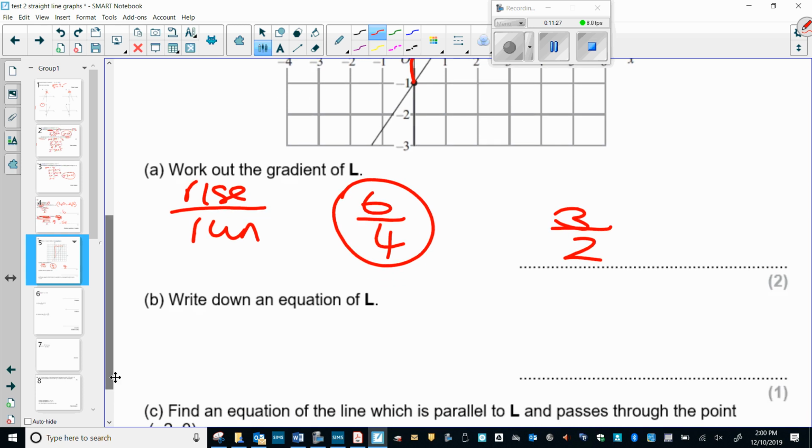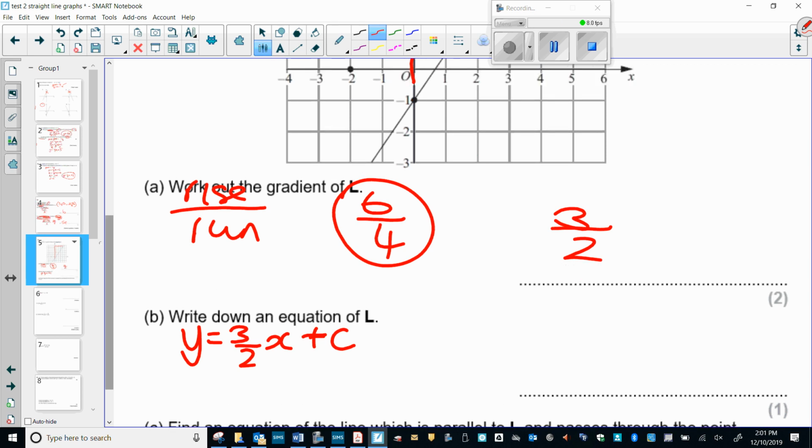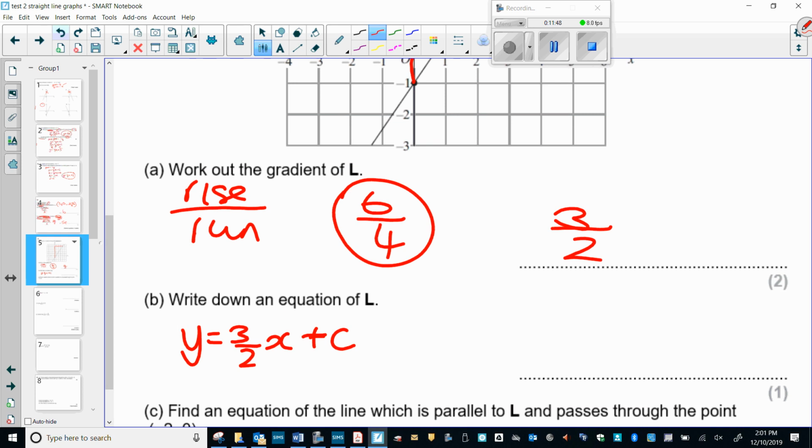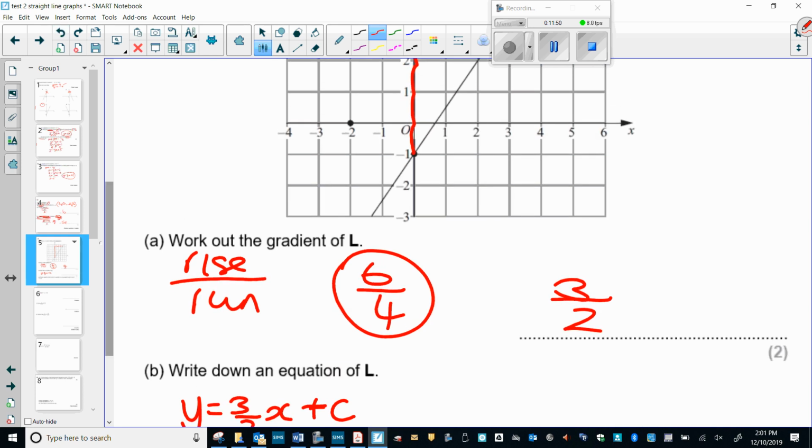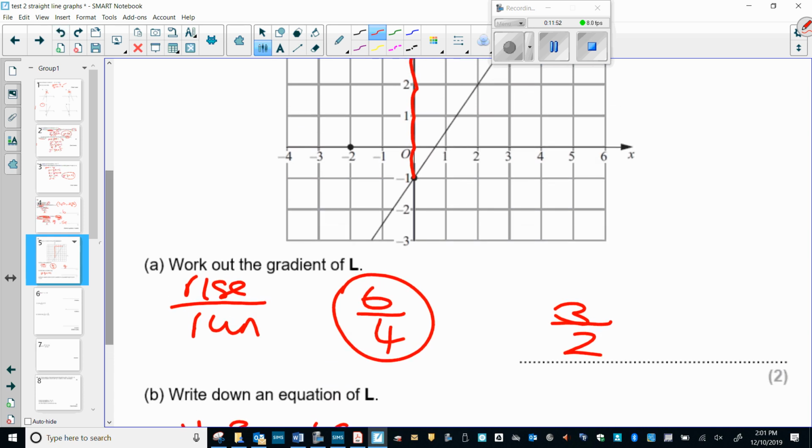Right, an equation. We know that's our gradient, so it's going to be y equals 3 over 2 x plus c. Is that a proper equation? No. So what do we need to do? How do we find c? Could we look at the diagram?